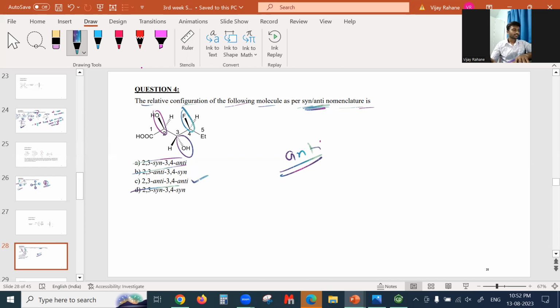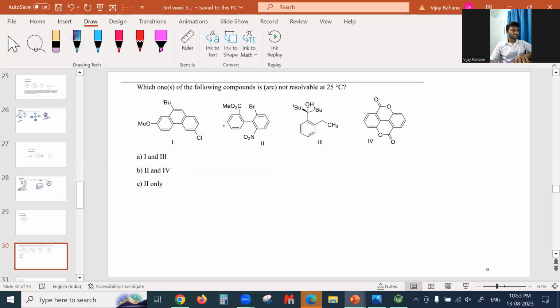We can just look at the functional groups. So this OH and this OH, this one is on the wedge bond and this one is on the dotted bond. So it means these are anti to each other. And if you compare the OH and the fluorine atom, they are also anti, right? So option C is the correct option. Anyone have any doubt in this question? We'll move to the next question.